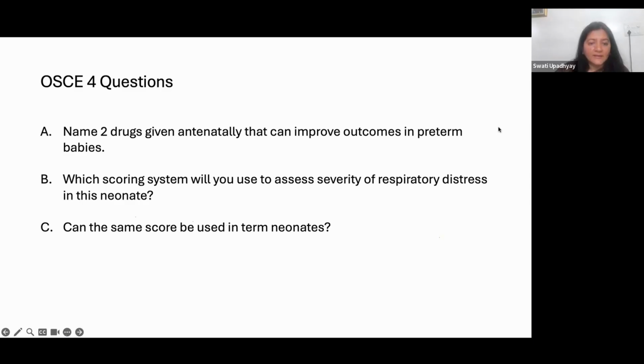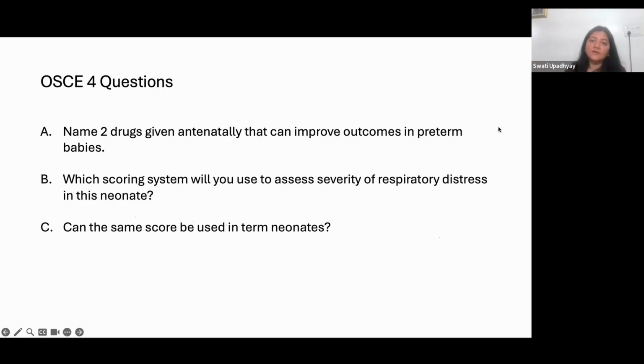Yes. Now the next question is, can the same score be used in term neonates? Everybody is writing here no, no. Yes, Alpna, yes. Okay. So the same score, the Silverman-Anderson score, can be used in term neonates as well. However, Downes' score is preferred there because it also tells us about the oxygen requirement, hence telling us about the severity of parenchymal involvement.